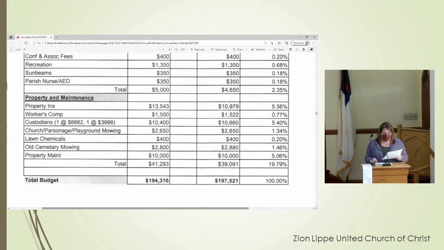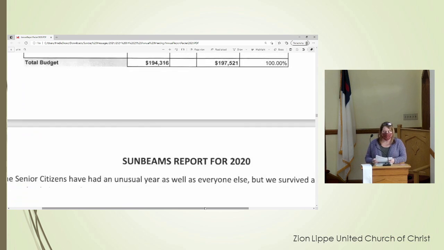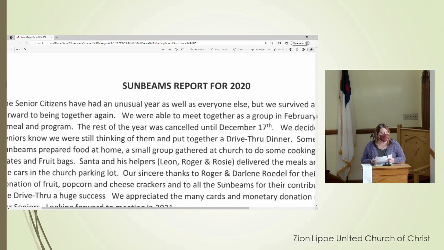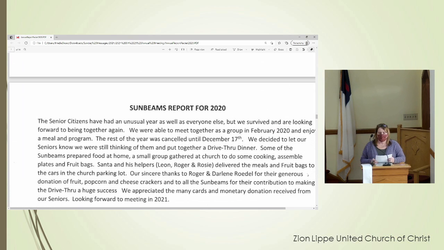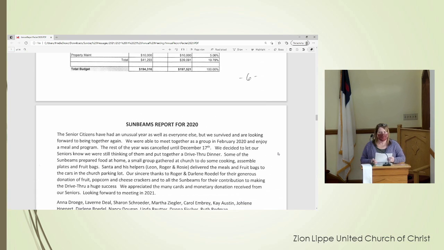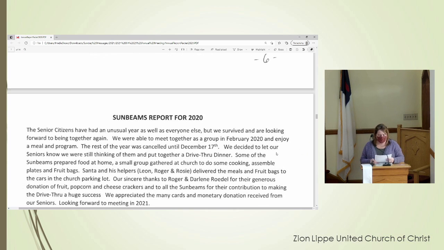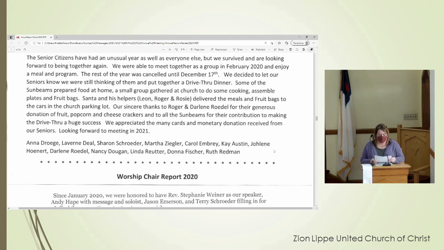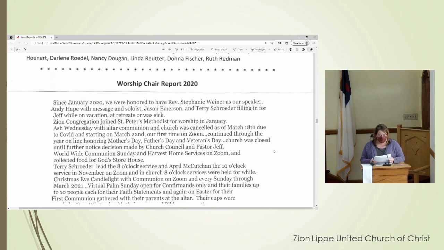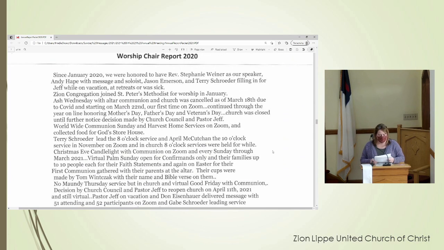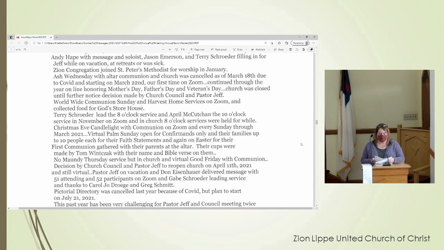Next, we will go into committee reports. The first one on the list is the sunbeams. I'm not sure if there's anyone who's going to come up and read out for that or if that is there for information. Anyone that wants to share? If not, we can. Okay, I see you back there. You're good to go. Okay, and then there's information in here from worship chair from Rosie. We've got the details there. Even for being out of the church and being COVID, there was still a lot that went on. So I enjoyed reading through everything that Rosie provided for us there.